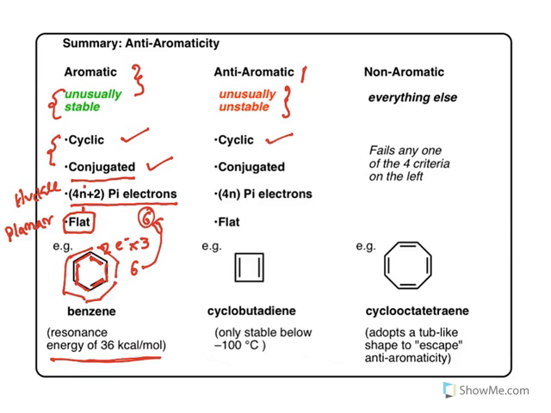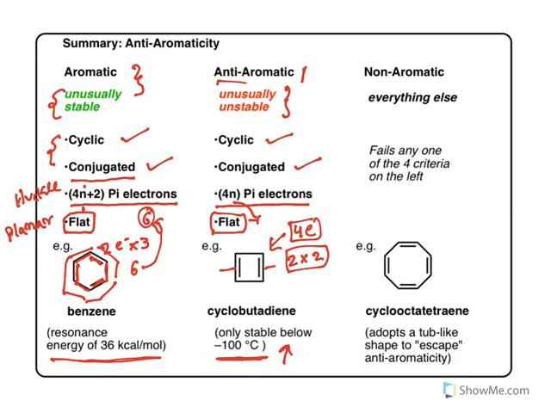They also have a cyclic structure, they have conjugated bonds, but the difference comes here. They have only 4n pi electrons. Look at this one. How many pi bonds are there? 2 bonds are there, and 2 bonds are made up of 4 electrons. So n is 1. Again, this molecule is also flat or planar, and this is unstable. It is stable only at minus 100 degrees. That is why they are called anti-aromatic. Now leaving this, all other things are called non-aromatic.